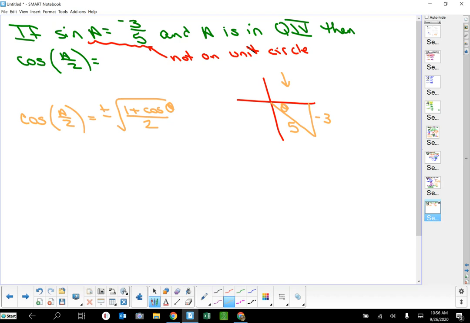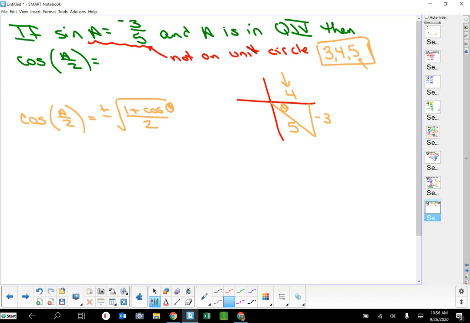Have you done enough of these to know that if you have a 3 and a 5, the missing side is a 4? That's a thing. That's a 3, 4, 5 triangle where your hypotenuse is always the longest side, right? You could solve this out with the Pythagorean theorem and find that for sure. But a 3, 4, 5 is what's called a perfect triangle, and they use those a lot in trig. So you can shortcut that if you recognize that that's happening.